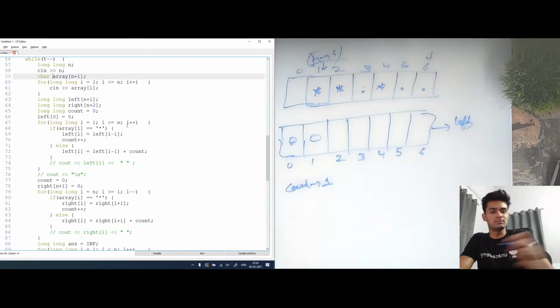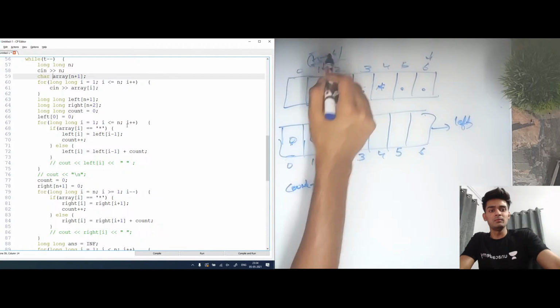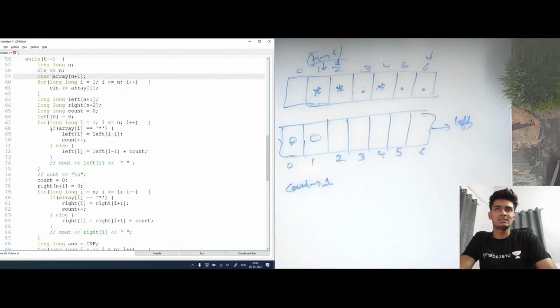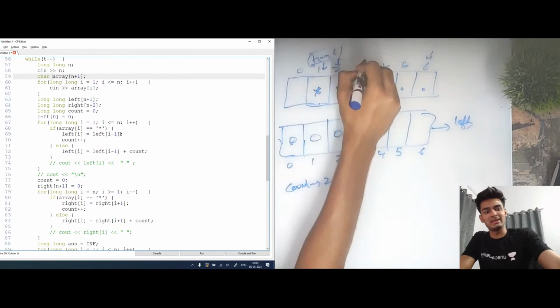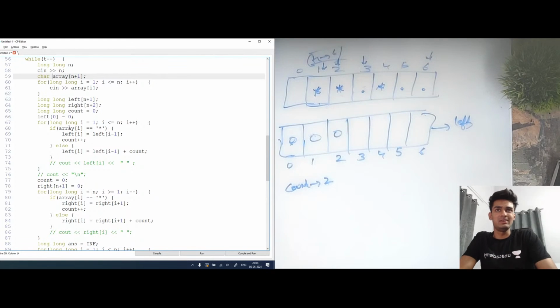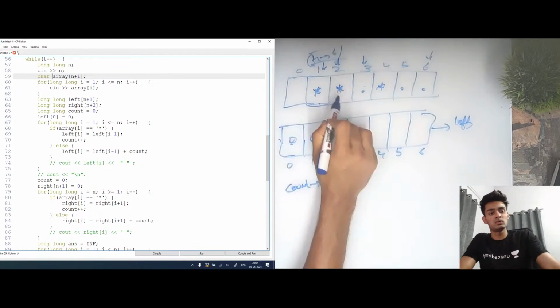Let's move on to I equals to 2. We again go into this if, because array I equals star. What we do is, left of I equals to left of I minus 1. So this again becomes 0, and the count becomes 2. Let's move on to the next index. When I equals to 3, we see that array I is not equal to star.